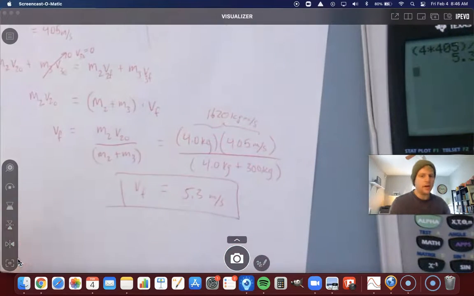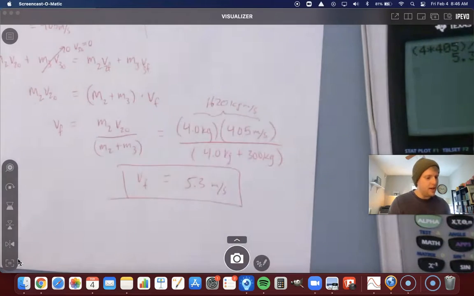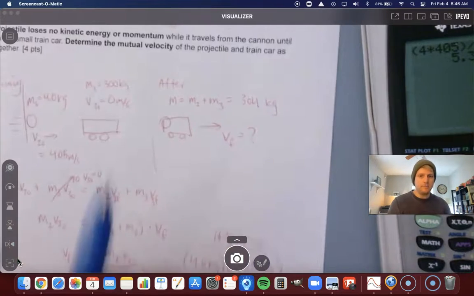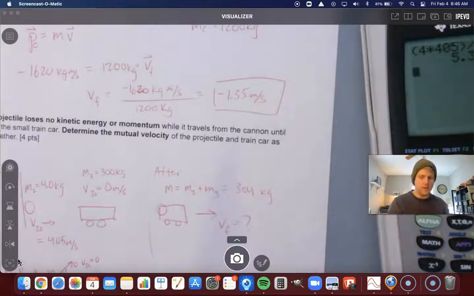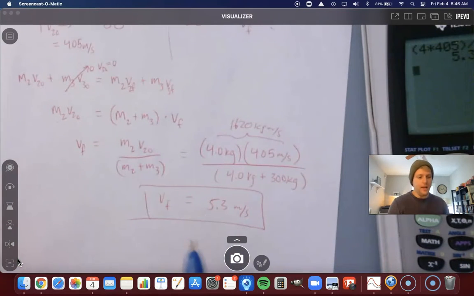Now, let's do a quick gut check. Does that number make sense? This object is in between the masses of the lone projectile and the big cannon, and this speed is in between those two numbers, between the huge 405 meters per second and the very small negative 1.35 meters per second that the cannon went with backwards. So I'm pretty comfortable that that number makes sense, and it would be like a sled of the two of them moving off to the right.